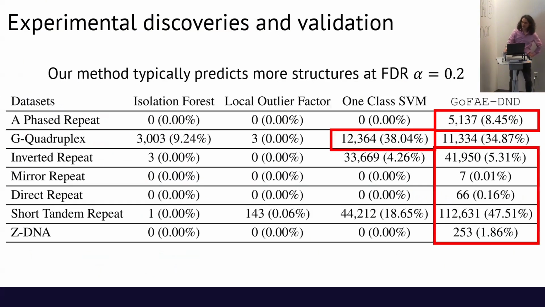And then finally, like I said, there's one more group of slides. We can look in the experimental data at a specific FDR alpha level, 0.2, at how many calls each method makes. And GoFA DND actually makes the most calls most of the time. This isn't to say that all of these are actually true structures, but if you're prioritizing things for experimentation, you do want your method to make some calls. So besides G quadruplexes, it calls the most.